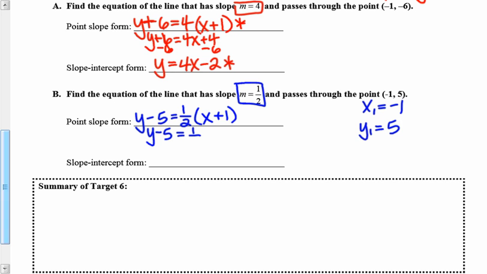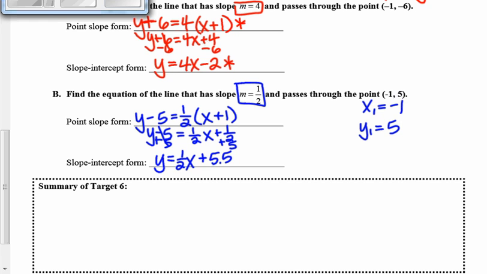I'm going to distribute the 1/2. And then I'm going to add the 5 over so that y is by itself. So we have y equals 1/2 x, and then however you want to say this: if you want to say 11/2, if you want to say 5.5, whatever works for you works for me. So I'll say 5.5 because that would be easier to graph. So writing the equation is what we're talking about on target 6.